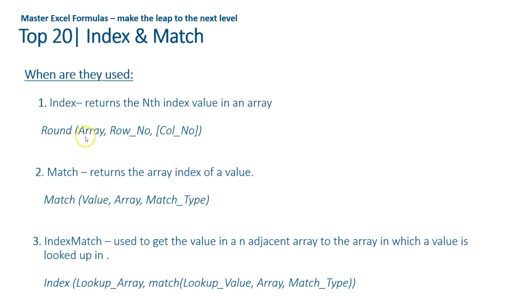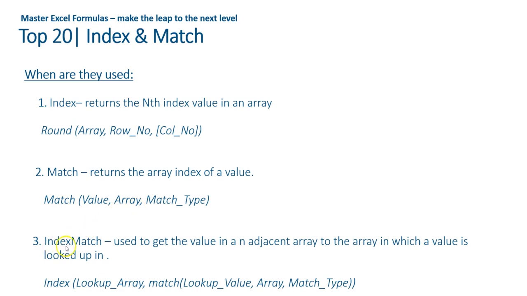So we need to have the array and then the row number, and then if we want the column number as well. Then the MATCH function returns the array index of a value. So we need to specify first of all the value, and then the array in which we need to look for that value, and then the match type is either 0 or 1. So 0 is going to give us the exact match, whereas 1 is going to give us an approximate match.